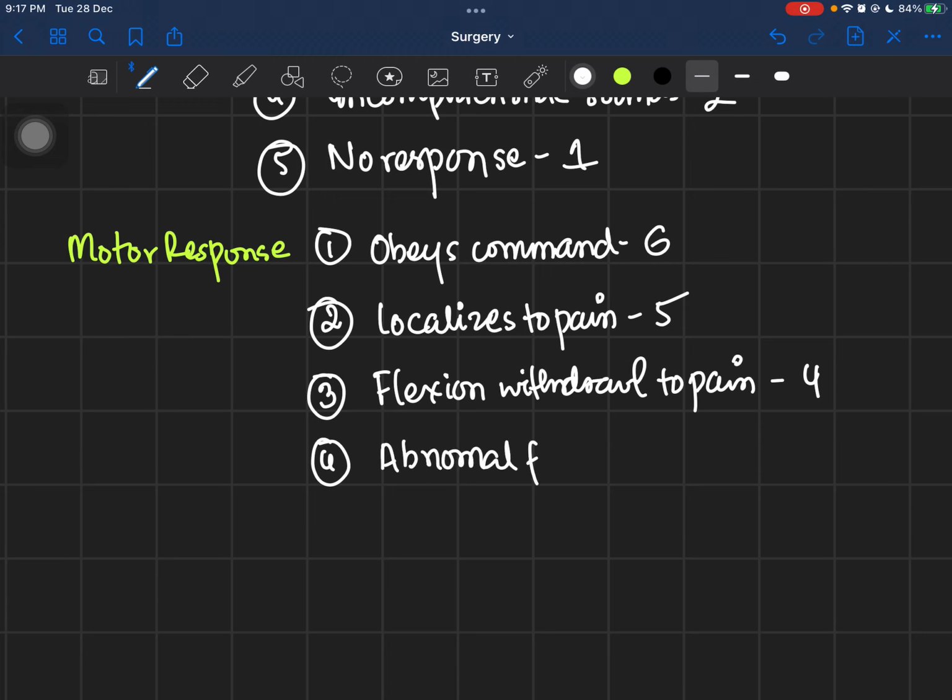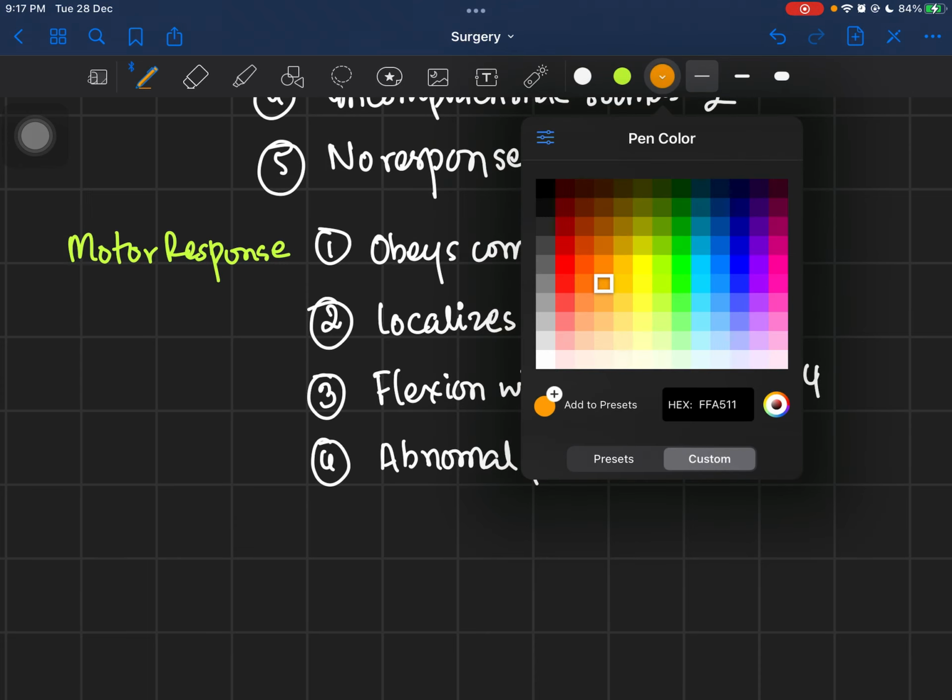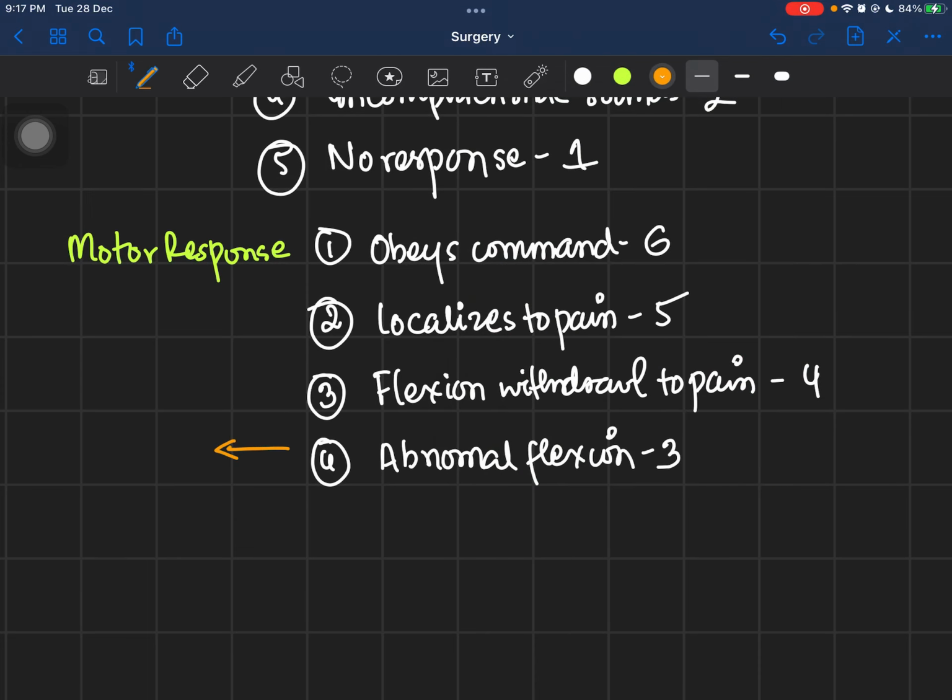Abnormal flexion is known as, now some people, sorry, you give a score of 3. Abnormal flexion, some people say that they are trying to localize to the pain, but they cannot. But this actually, we mean to say that the patient goes into decorticate posturing. Okay, so the person will go into decorticate posturing.